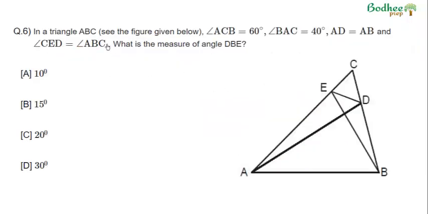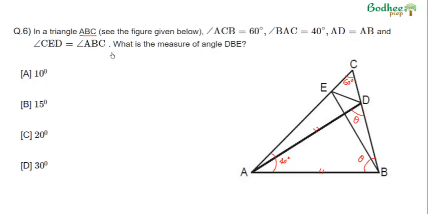Now here in this question, let's say that the triangle ABC is given and the angle ACB, I'm just marking all this information given, is 60 degree. And angle BAC, this entire angle, is 40 degree. Further, we say that AD is equal to AB. So from here itself, what we can do is that ABD is an isosceles triangle. So this angle, whatever it is, say this is theta, this will also be equal to theta.